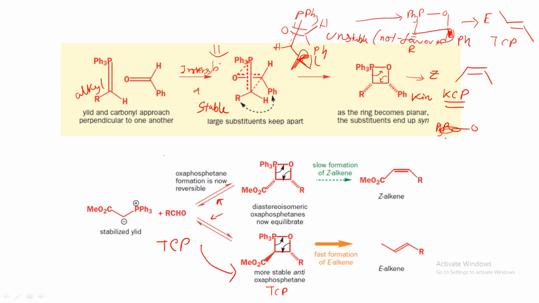So that's how when we eliminate the phosphine oxide from this particular intermediate, we will be generating the E alkene. So that's how stabilized ylides are generating E alkene, and unstabilized ylides are generating Z alkene. So that's how things are operating to give us stereoselectivity. So I hope you have understood this.